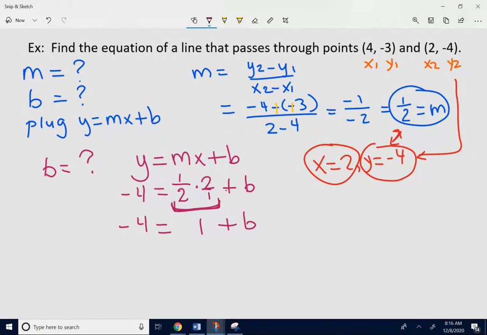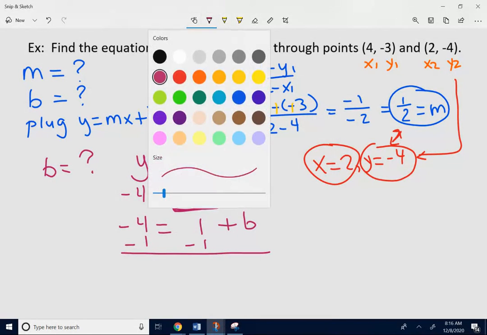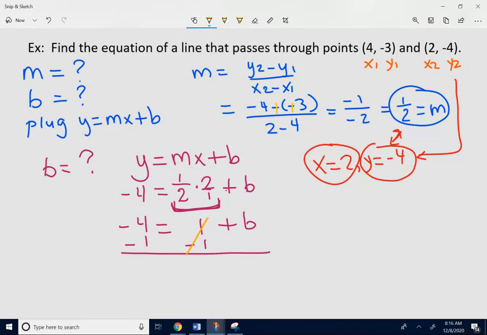Bring down the -4. We have -4 equals 1 plus b. To solve for b, we have to get rid of the added 1 by subtracting 1 from both sides. So we're left with b on the right. Negative 4 minus 1, you could think of that as a negative 4 added to a negative 1 if you want to. It's negative 5.